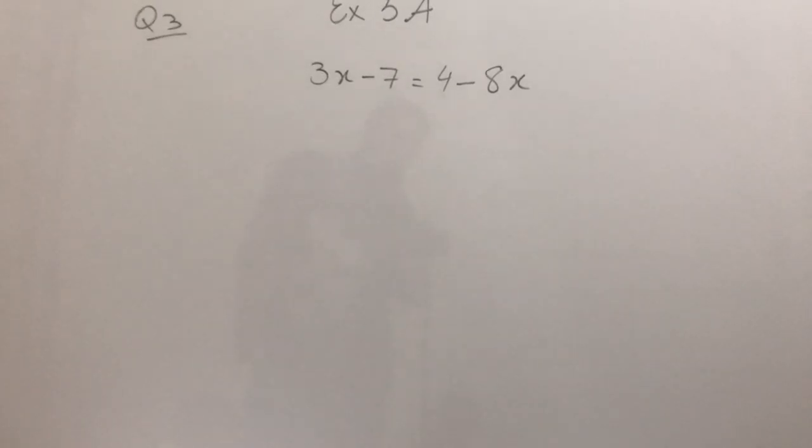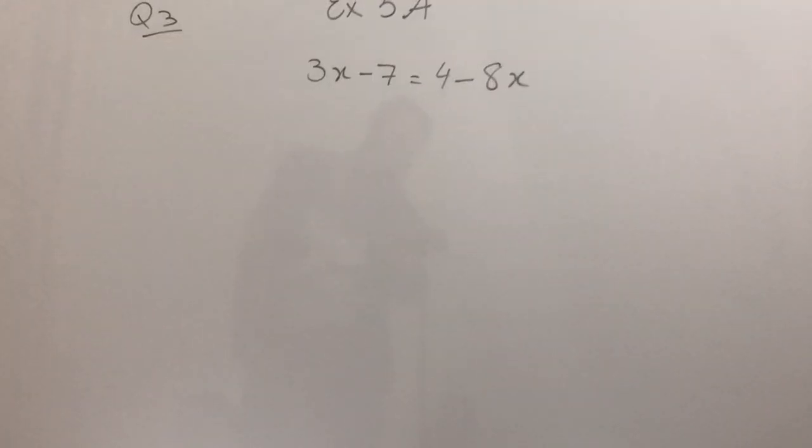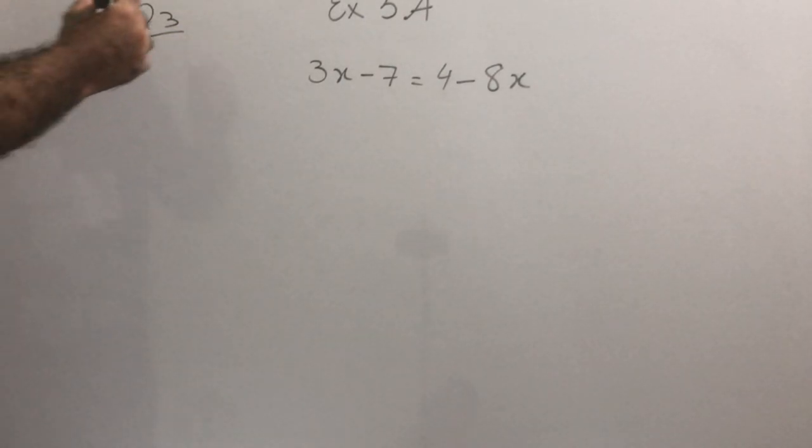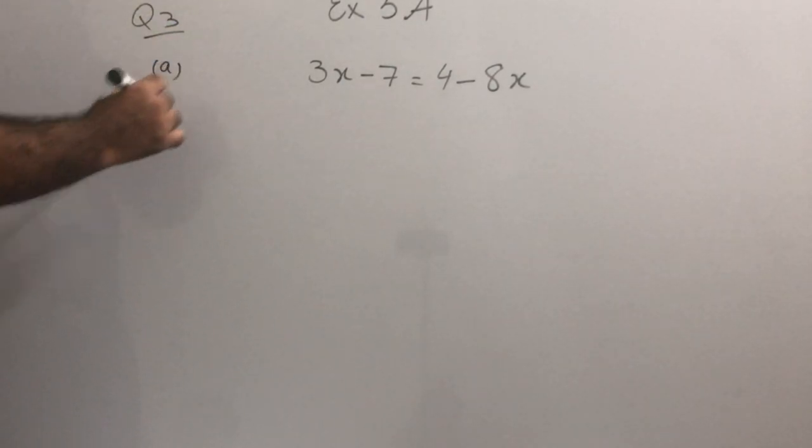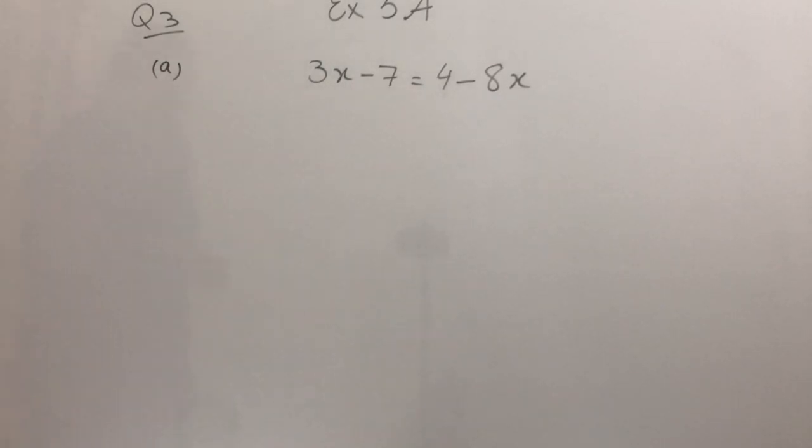Bismillahirrahmanirrahim. Now I will be starting exercise 5a, question number 3. We are doing chapter number 5, which is linear equations and simple inequalities. The question says solve each of the following equations. The given equation for part A is 3x minus 7 is equal to 4 minus 8x. In this question, we are supposed to find the value of x.